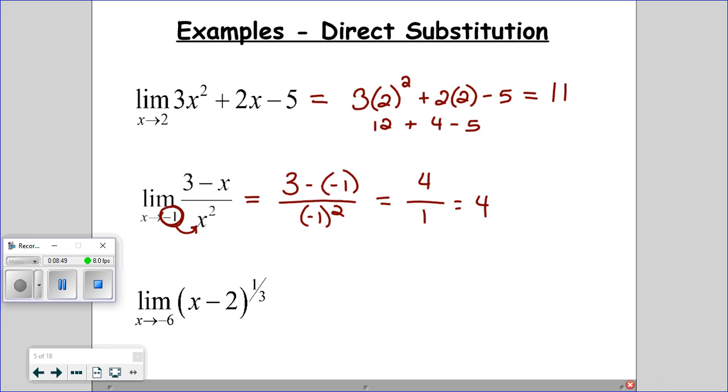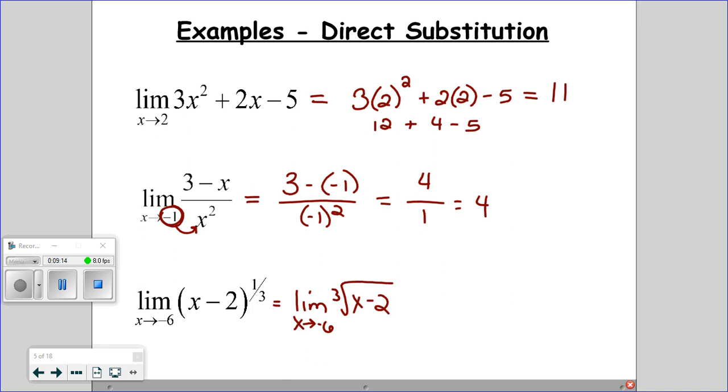I would rewrite this. Remember what 1/3 is? It can be rewritten as a cube root, right? Remember, fraction exponents and radicals can be rewritten as each other. And sometimes when I'm looking at a domain restriction, to me it's a little more obvious when it's written in the radical format. So this is the same thing as the cube root of x minus 2.